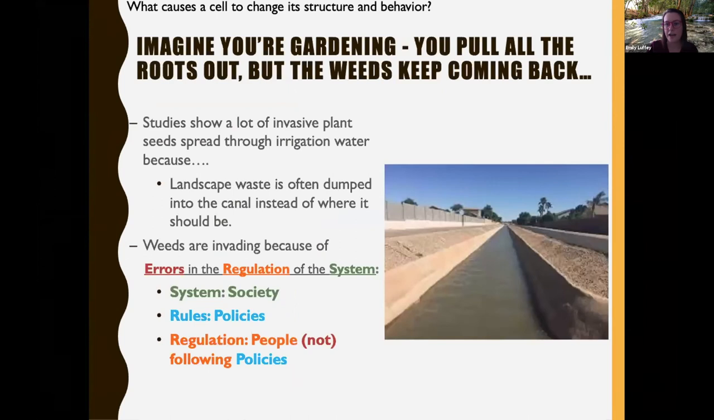But imagine that you're gardening and you keep pulling all the roots out, but the weeds keep coming back. Studies have actually shown that a lot of invasive plant seeds spread through irrigation water in Arizona, and a lot of landscape waste is often dumped into the canal instead of where it should be. So this shows that the weeds are invading because of errors in the regulation of the system. In this situation, the system is society, the rules are policies, and the regulation is people, in this case, not following the policies.